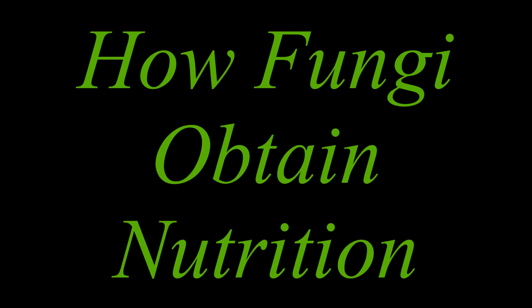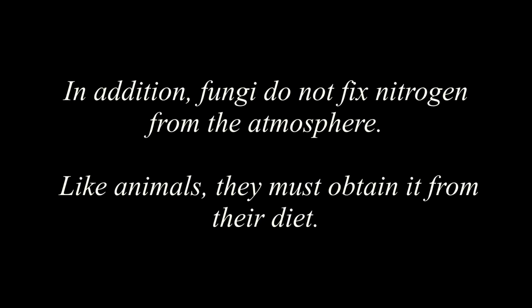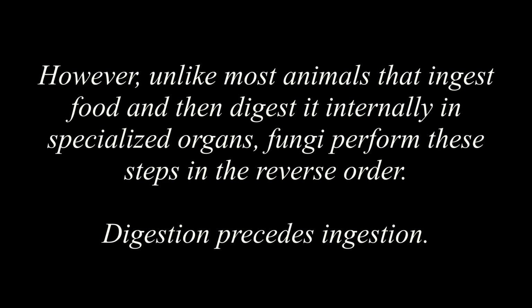How fungi obtain nutrition. Like animals, fungi are heterotrophs. They use complex organic compounds as a source of carbon rather than fixing carbon dioxide from the atmosphere, as some bacteria and most plants do. In addition, fungi do not fix nitrogen from the atmosphere. Like animals, they must obtain it from their diet. However, unlike most animals that ingest food and then digest it internally in specialized organs, fungi perform these steps in the reverse order. Digestion precedes ingestion.